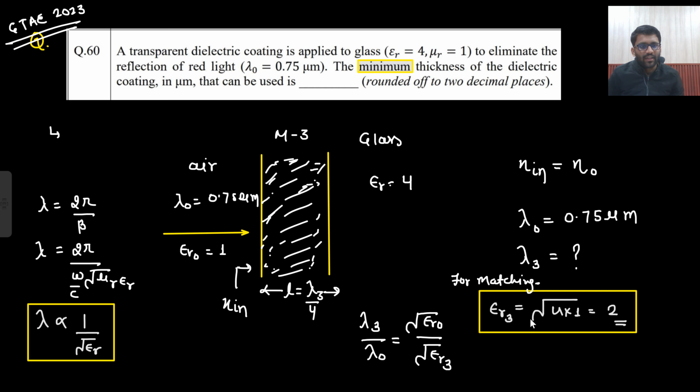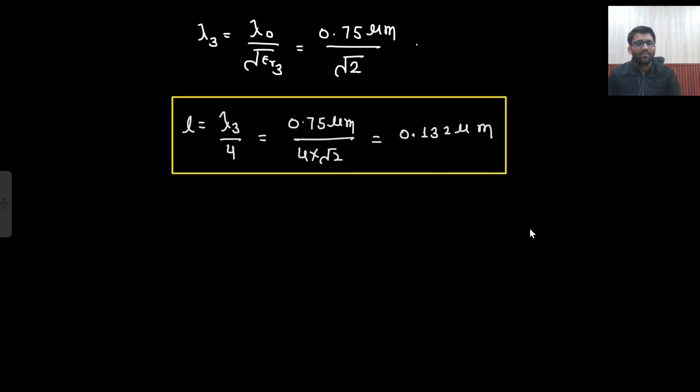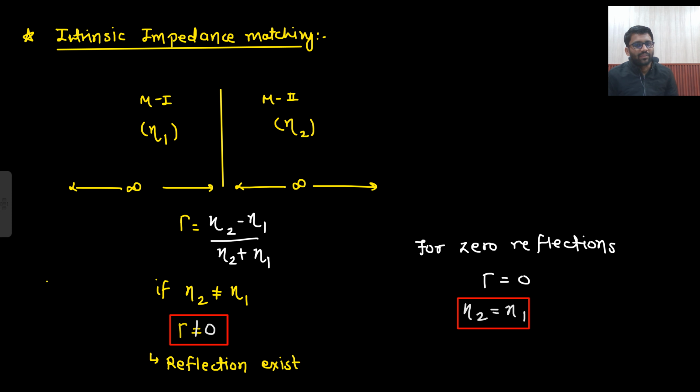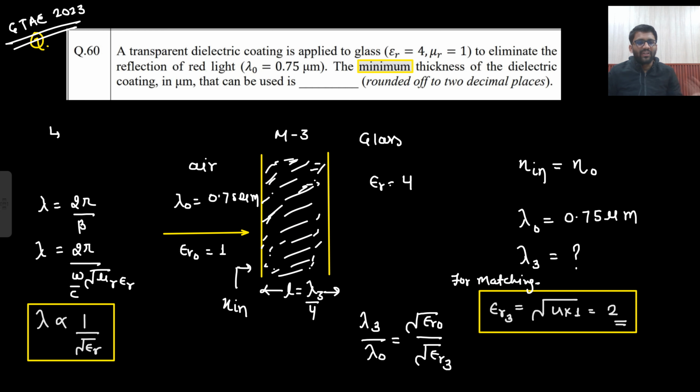If you are having the value of epsilon r3, you can get the value of lambda 3 by 4. That is the answer you require. So lambda 3 by 4, this is the answer. So now you would be able to solve any concept that is related to this particular concept. Okay. So now more miscellaneous concepts we will see.